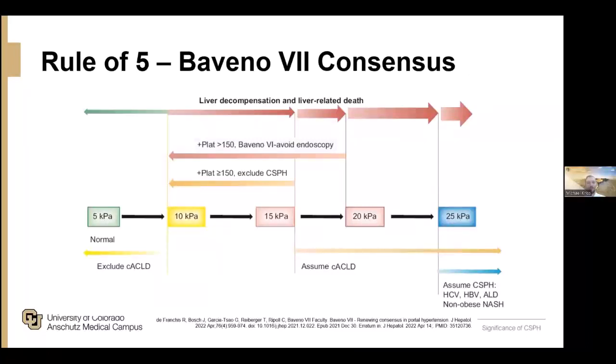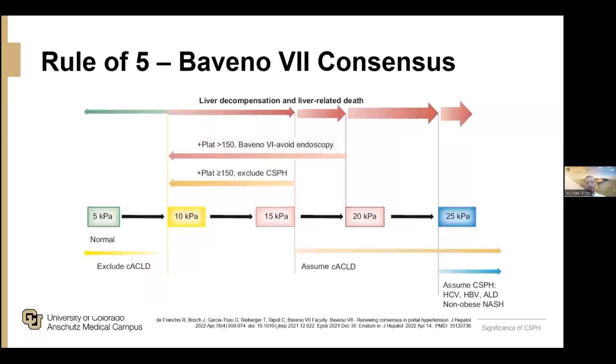And for those not familiar, this is a working group that meets periodically to establish guidelines for the management of portal hypertension and its complications. And what they have actually proposed in their latest guidelines, which are now just over a year old, is the so-called rule of 5 when you're using liver stiffness. So they agree that a threshold above 25 kilopascals rules in clinically significant portal hypertension. But they actually have a much more conservative threshold for excluding clinically significant portal hypertension, with 15 kilopascals.